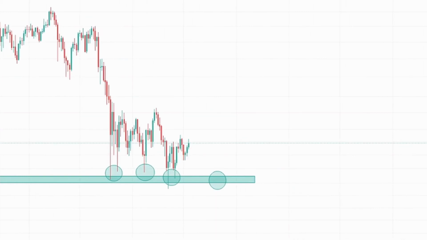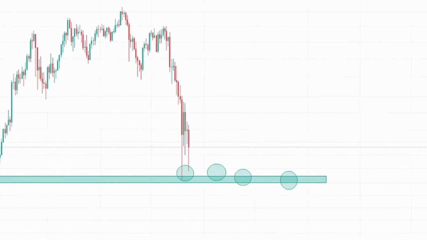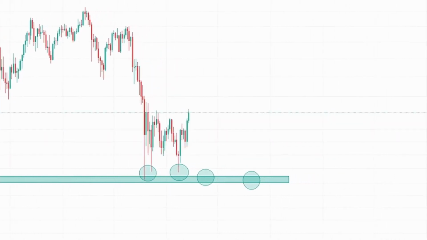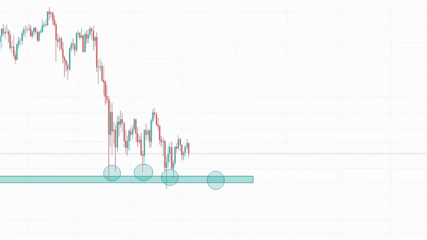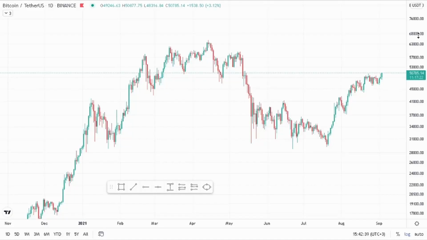Support zones are areas where there are a lot of buyers. When the price hits this zone, it is very likely to receive an upside reaction. Of course, supports may not always hold the price and may break. Now let's learn how to determine major and minor supports.